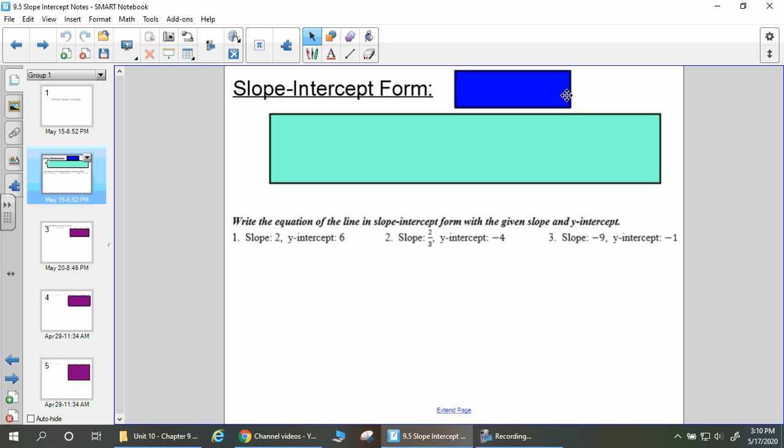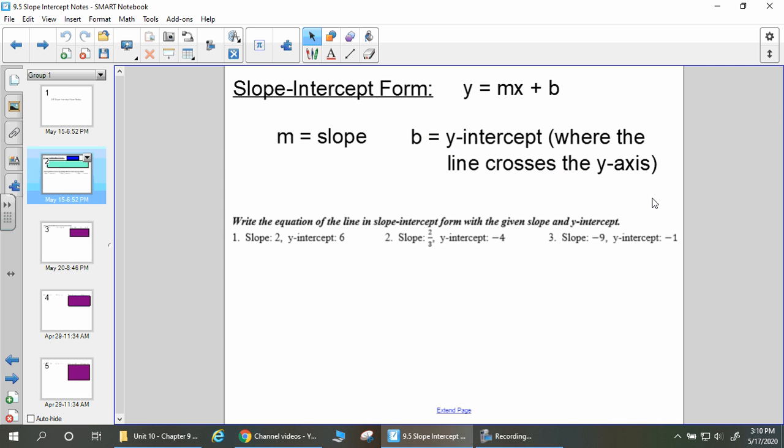So slope-intercept form is y equals mx plus b, and this might be something that you've seen or heard before. In that equation, m is your slope, b is your y-intercept. In other words, where does that line cross the y-axis? The actual letters x and y are going to remain in our equation. They're going to still be letters while the m and the b change to numbers.